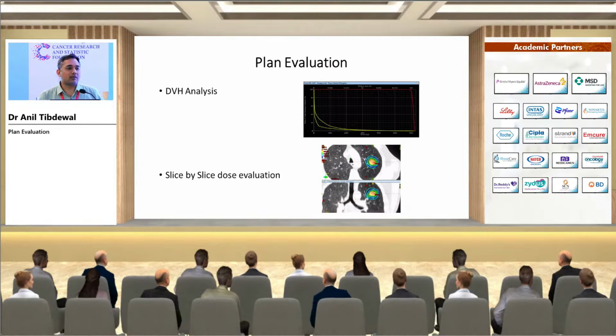When we want to evaluate the plan, there are two methods to do that. One is the slice by slice dose evaluation, and the other is the dose volume histogram analysis. When you are treating lung SBRT, it is preferable to do both of them. One by one, the first is the slice by slice dose evaluation, along with the deviation analysis. It is not going to take so much time, because we are treating a smaller tumor, less than 5 centimeters, so hardly there will be 15 to 20 slices.